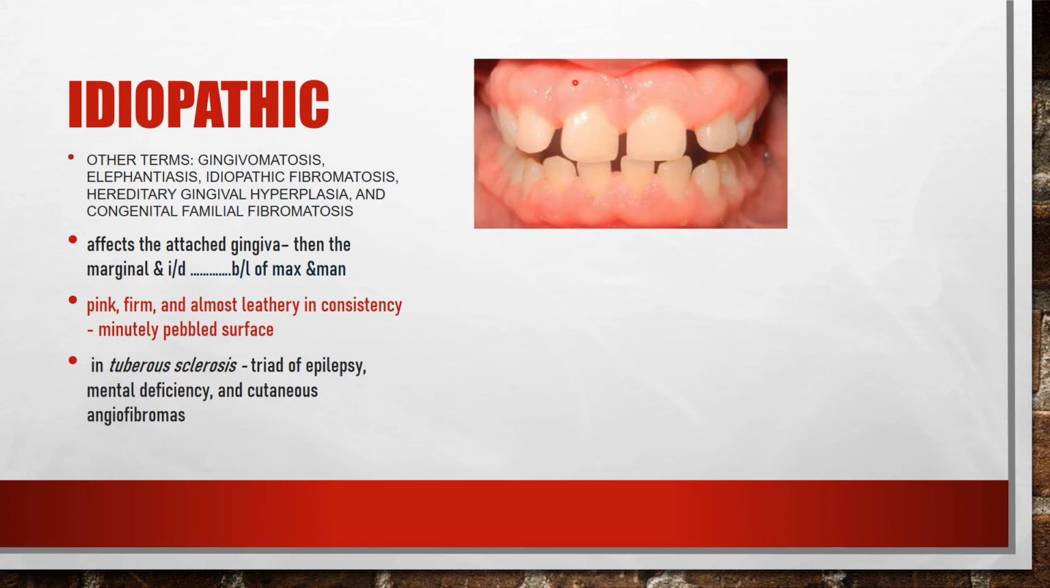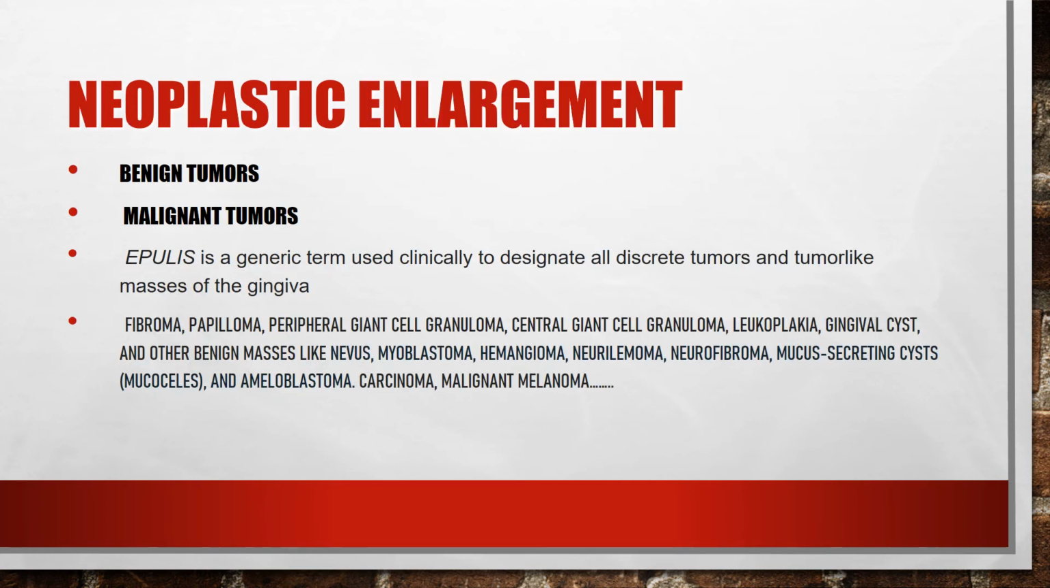It appears very pink, firm and of leathery consistency. That is mostly with the increase in the fibrous component, so that is why it appears leathery, and a mildly pebbled surface can be seen. It can be seen in some disease conditions, such as tuberous sclerosis, that is a triad of epilepsy, mental deficiency and cutaneous angiofibromas. So that's all about the idiopathic gingival enlargement.